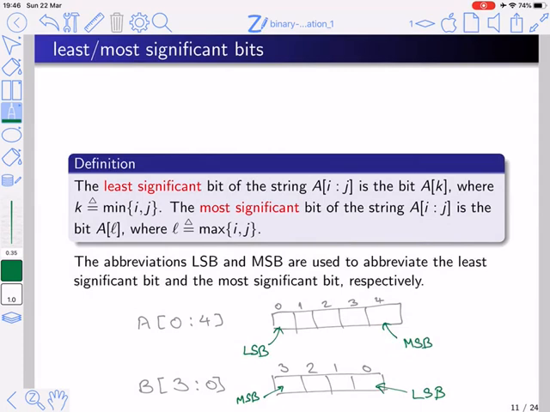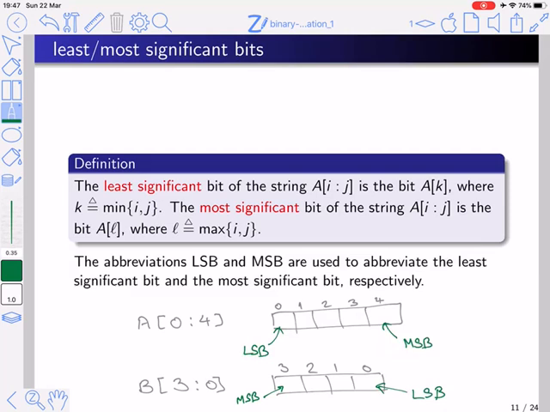Okay. The least significant bit of the string A i:j is the bit A_k, where k is the minimum between i and j. And the most significant bit of the string A i:j is the bit A_l, where l equals the maximum of i and j. And we abbreviate LSB for least significant bit and MSB for most significant bit. So here we have two examples. A from 0 to 4. We have the indices 0, 1, 2, 3, 4. This is the least significant bit, and this is the most significant bit.